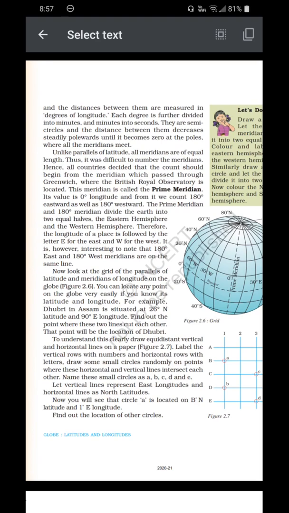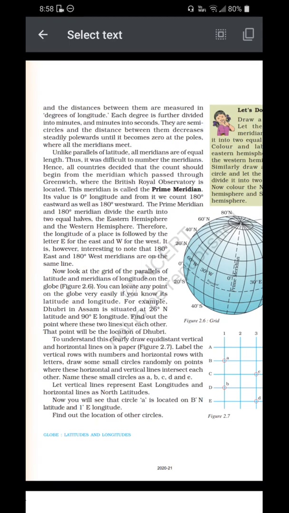Unlike parallels of latitude, all meridians are of equal length, thus it was difficult to number the meridians. Hence, all countries decided that the count should begin from the meridian which passes through Greenwich, where the British Royal Observatory is located. This meridian is called the prime meridian. Its value is 0 degrees longitude, and from it we count 180 degrees eastwards as well as 180 degrees westward.